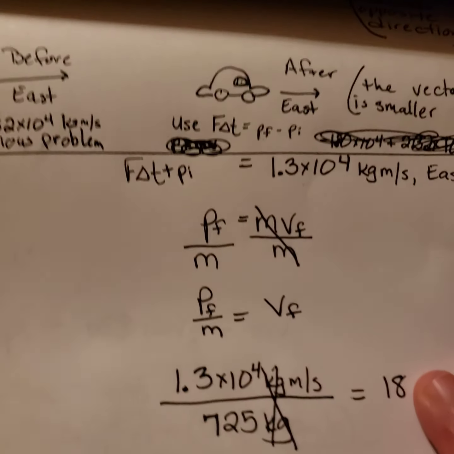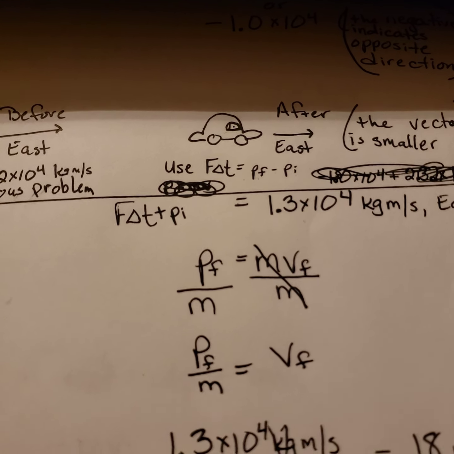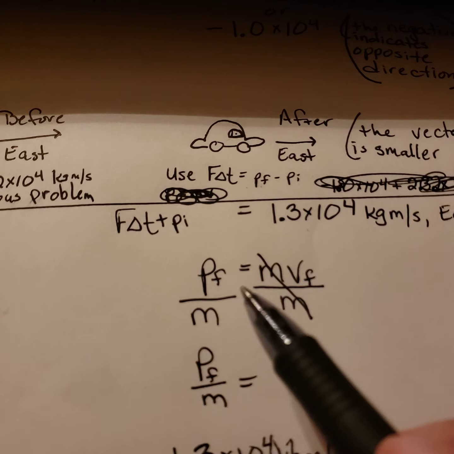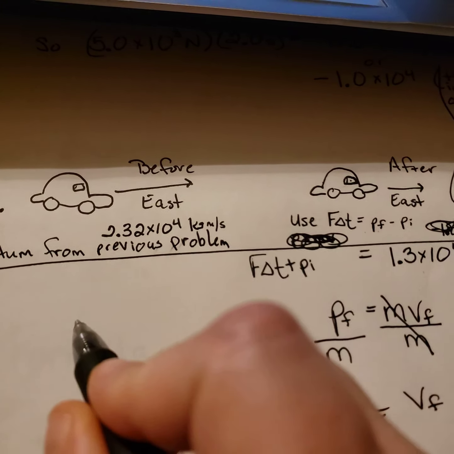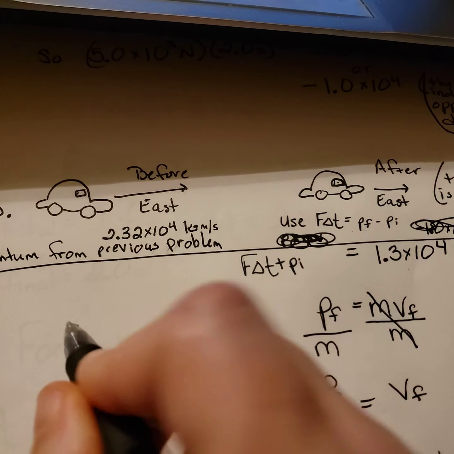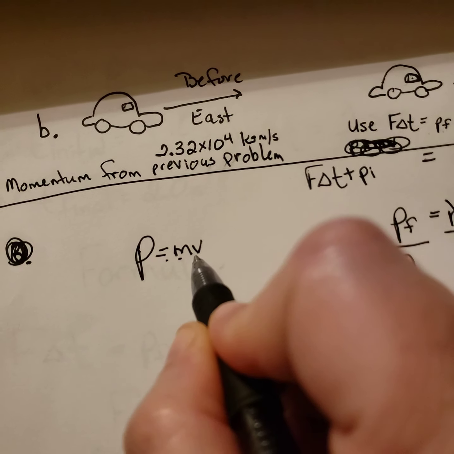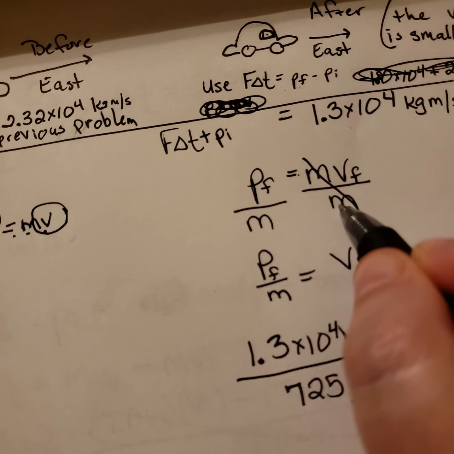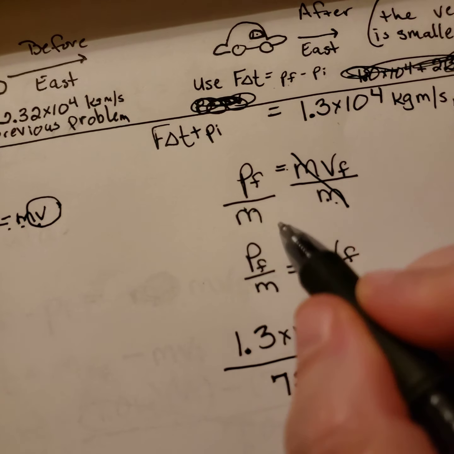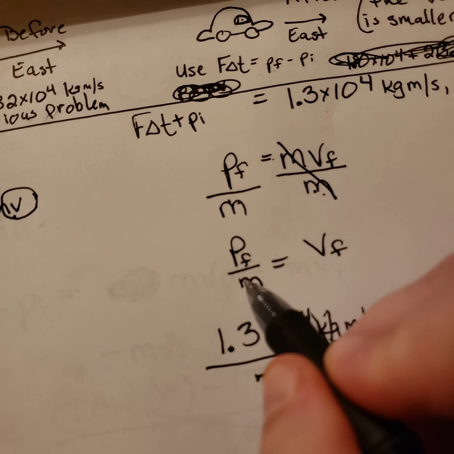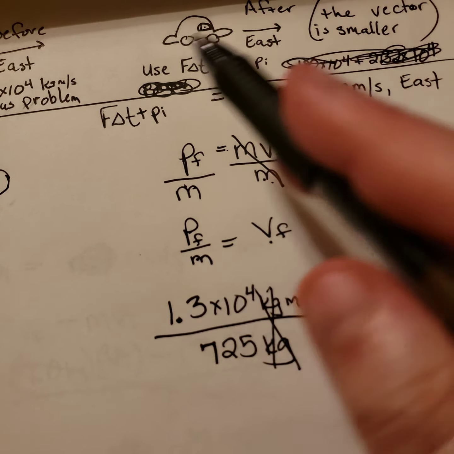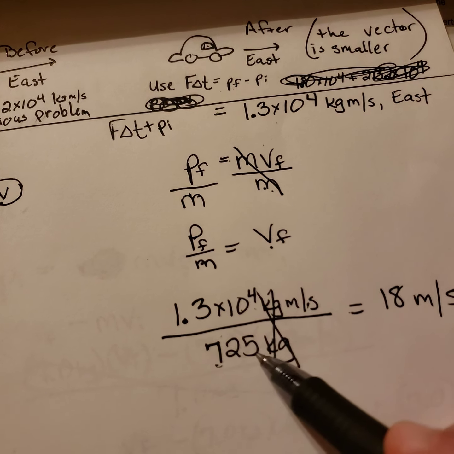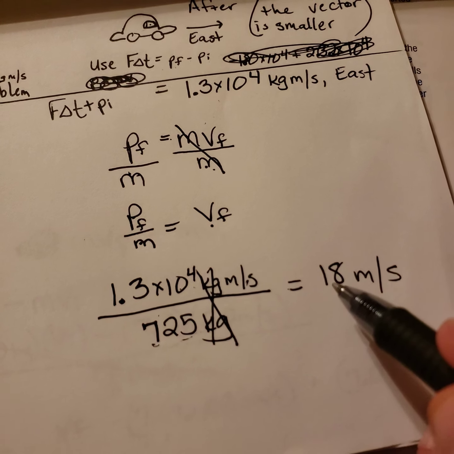So let's look at the second part of that problem, which is finding the velocity. In order to find the velocity, we have to switch around our problem. You'll see that to find velocity, you have P equals mv. But we need to find this. So here's what I did. I divided both sides by our mass. So now I'm left with our final momentum divided by our mass is equal to our final velocity. So we just take the numbers that we found here, our 1.3 times 10 to the 4th kilogram meters per second, divide that by the mass of the compact car, and what you'll come up with is 18 meters per second.